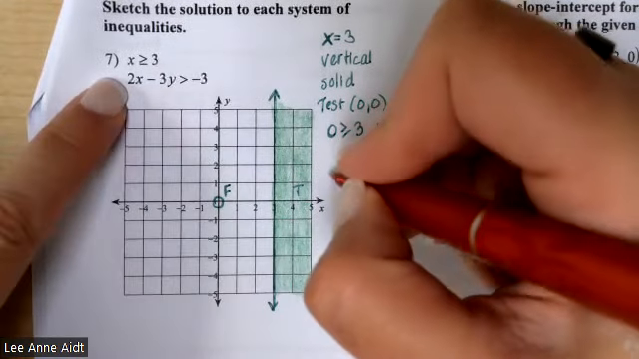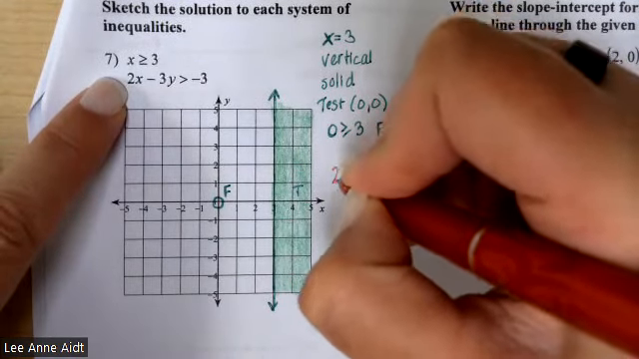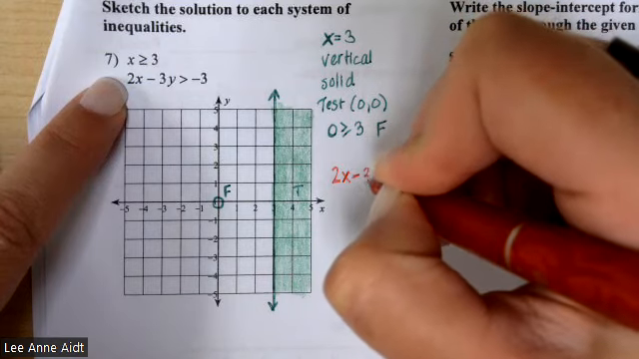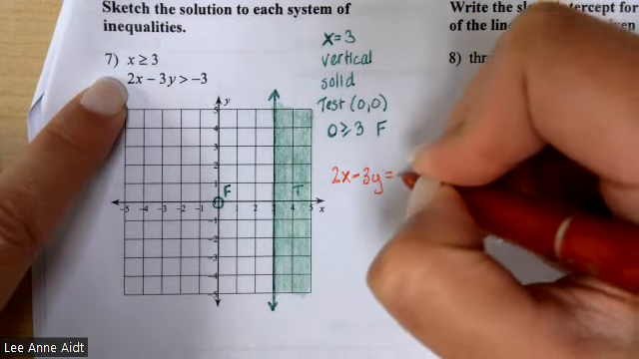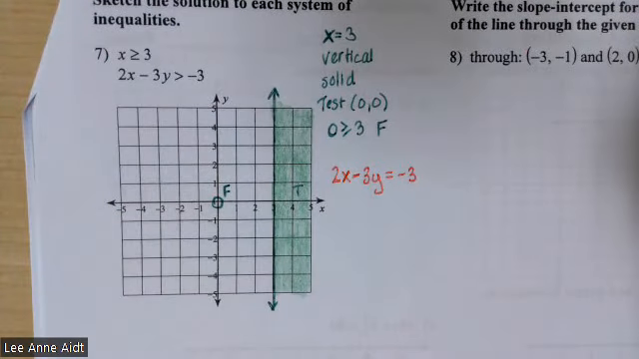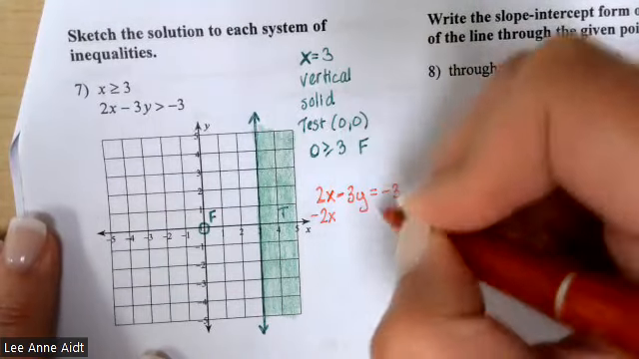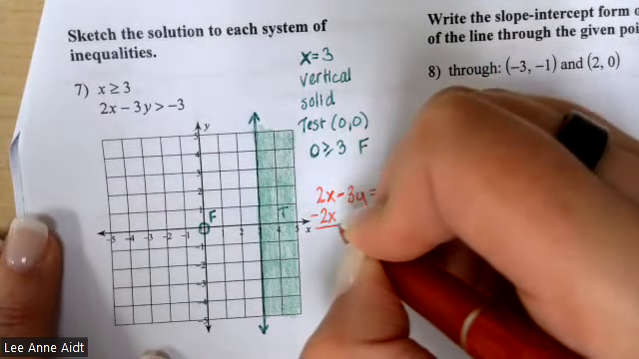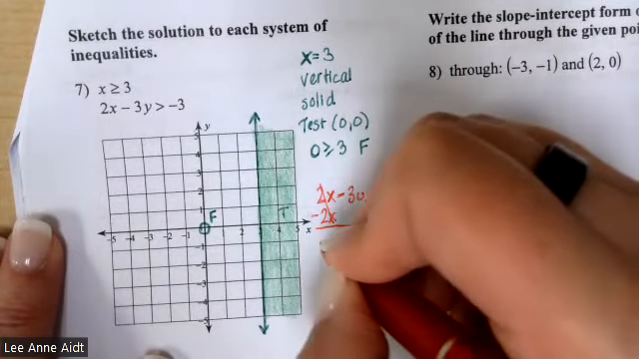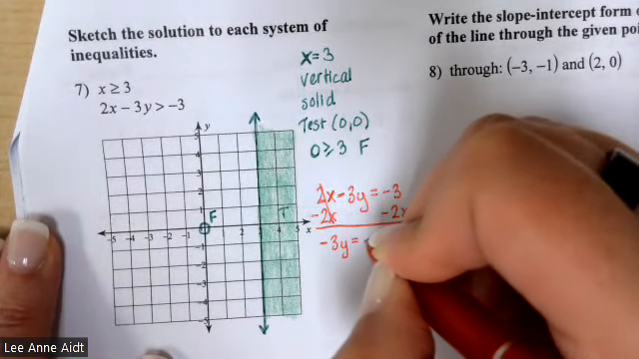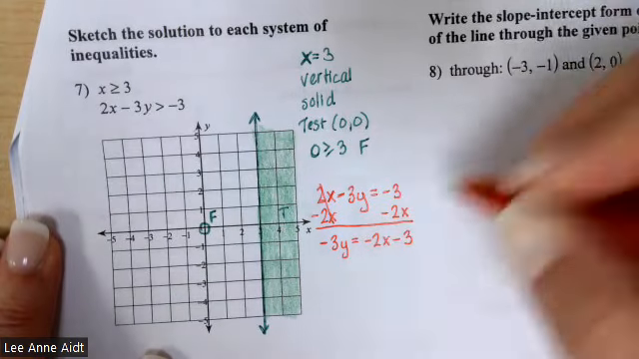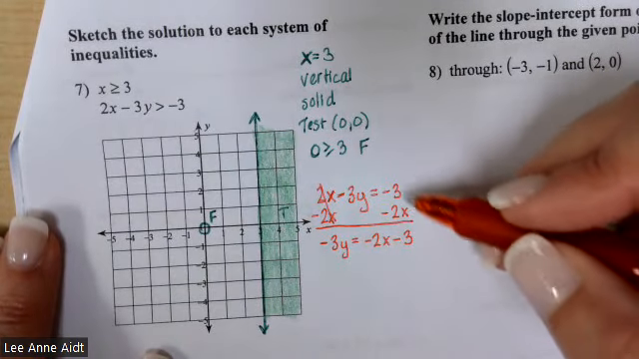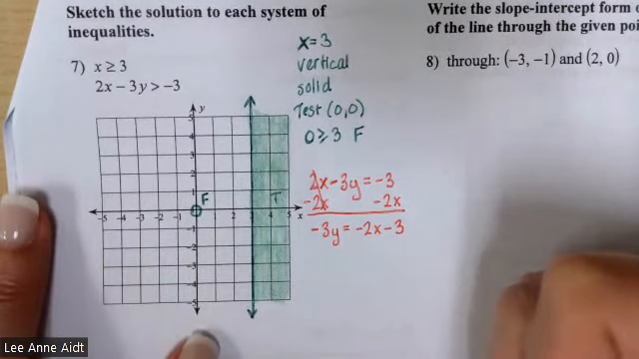Okay, now I'm going to do the other one in a different color. So 2x minus 3y equals -3. And this is one of those that you have to solve for y. You've got to get y by itself. So minus 2x. Remember to not combine those and put the x one in front.